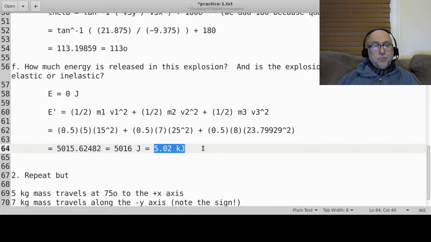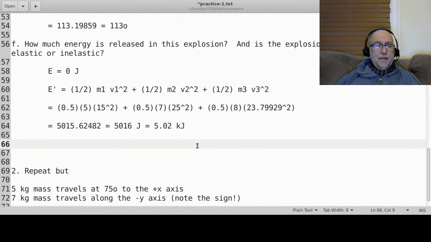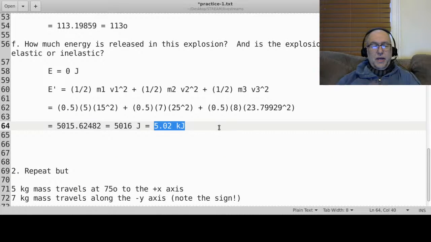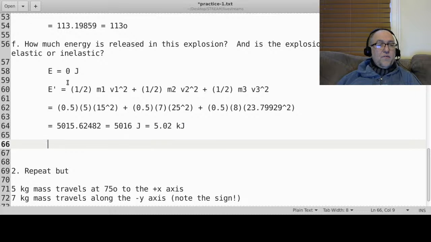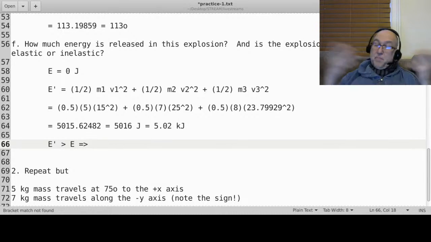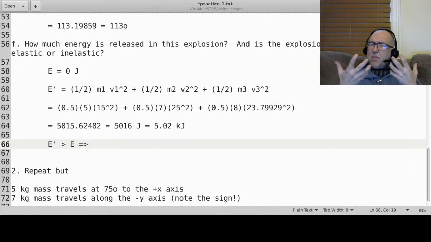Like food energies are in the kilojoule range. I don't know how much a chocolate bar is, but I'm going to guess maybe 100 kilojoules. And this is only 5 kilojoules, so this is not a lot of energy at all. So if you take a look at this, the energy after is bigger than the energy before. When there's more energy after than before, it's like energy appeared from somewhere. Again, it didn't really appear. It came out of the chemical energy that we don't know about yet. But that means that it's superelastic.